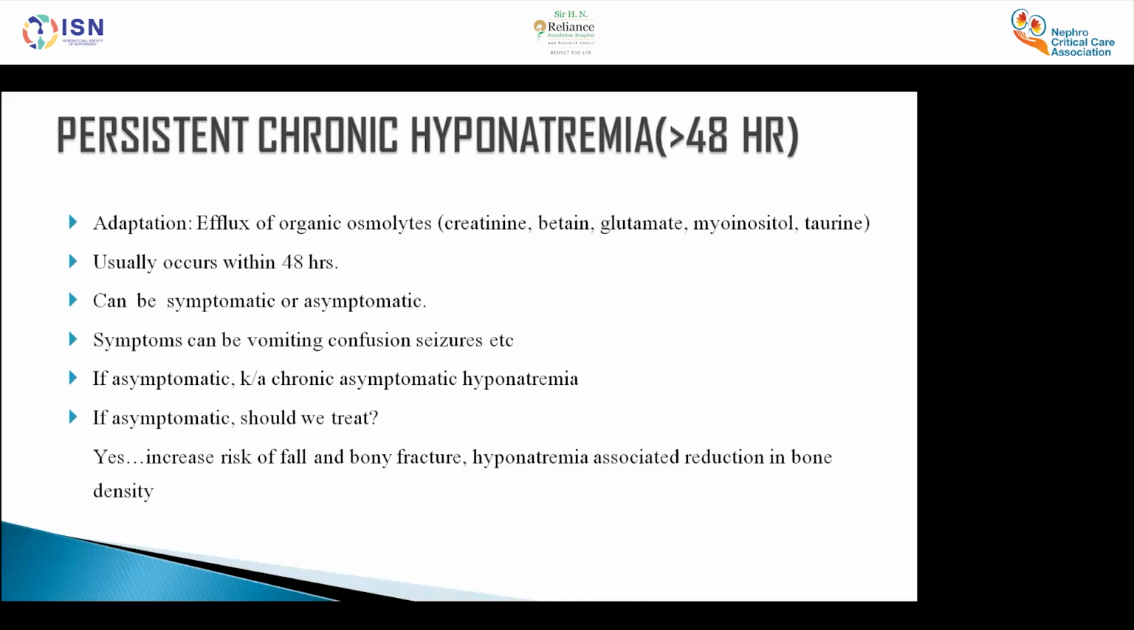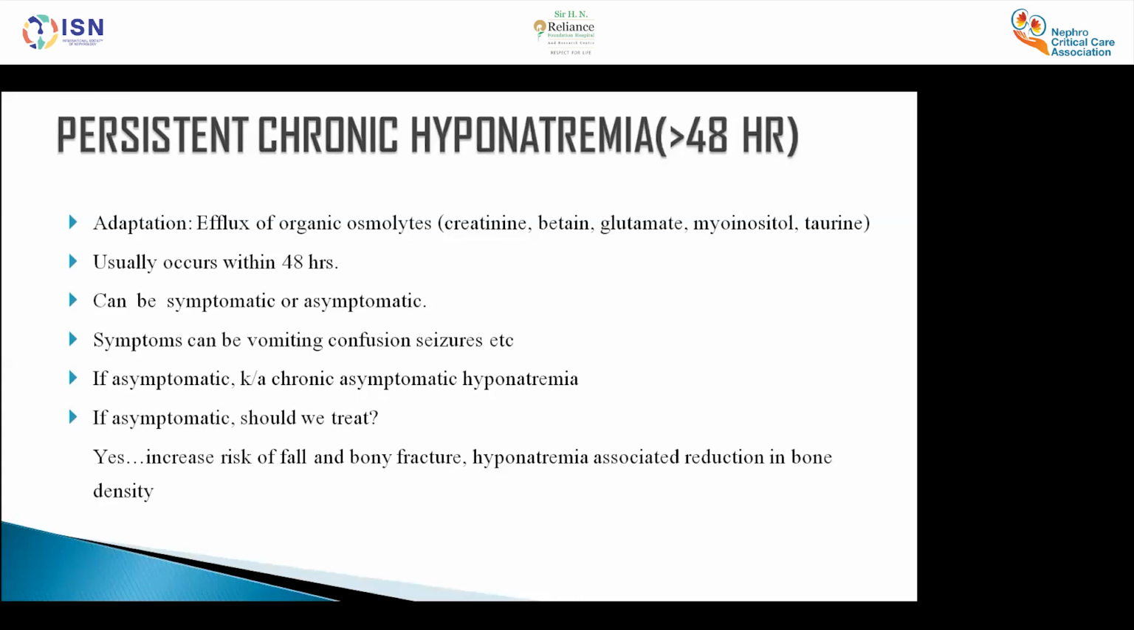That's why it is labeled when there is a persistence of symptoms more than 48 hours. So as explained before, in chronic hyponatremia, the cells try to adapt by effluxing of the organic osmolytes, which can include creatine, betaine, glutamate, myoinositol, and taurine. It usually occurs within 48 hours, can be symptomatic or can be asymptomatic.